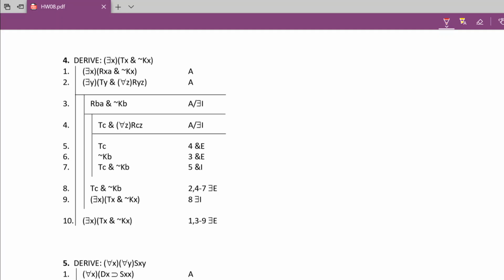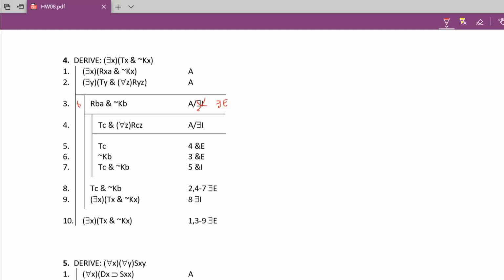Okay, so let's look at line 3. It says that this is an assumption for existential introduction. Existential introduction is not a subderivation rule. You should never see a rule stated after your auxiliary assumption that isn't a subderivation rule. However, existential elimination is a subderivation rule. And if we look at this, we see that RBA and not KB is a substitution instance of the existential generalization on line 1. Okay, so you don't have to do this for the homework, any homework ever, but I'm going to flag that B is supposed to be isolated to this subderivation.